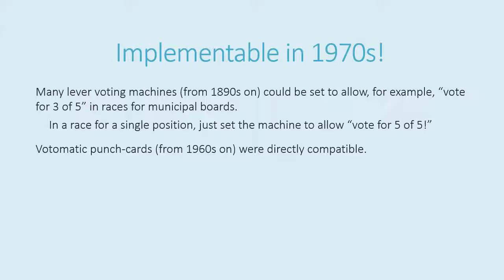One advantage of approval voting was that it could be immediately implemented. Since the late 1890s, lever machines could be set to allow votes for multiple candidates in a single race, and the then new Vote-O-Matic punch card systems were completely compatible with approval voting.